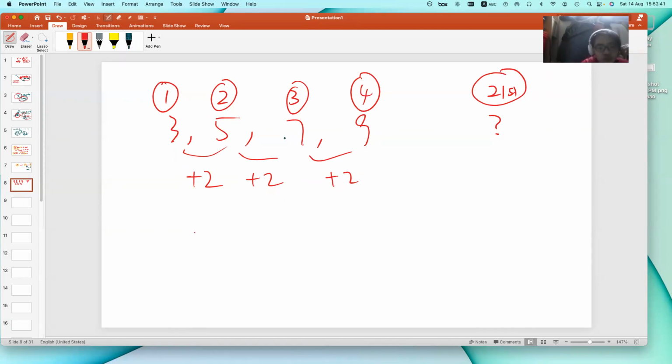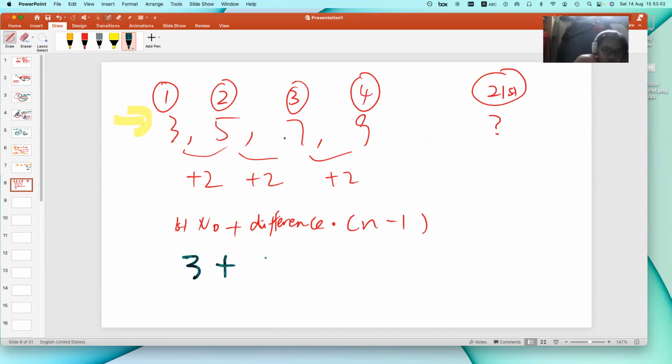Okay, so the formula is first number plus the difference times n minus 1. So can I ask you, what is the first number in this question? The first number is 3. What's the difference? Plus 2. All plus 2, right? Very good. And minus 1. Done. I'm done already.